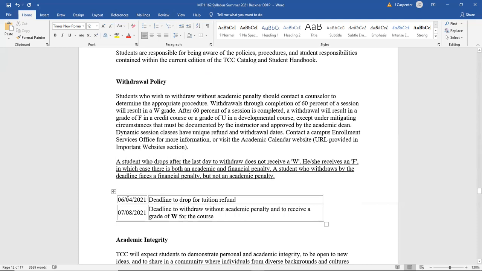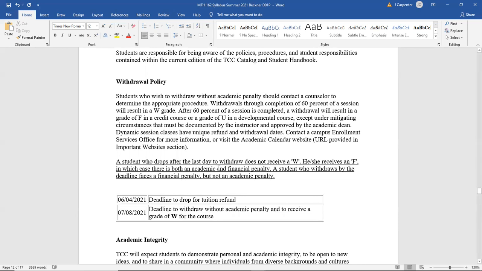Withdrawal policy. Our deadline to drop for tuition is June 4th. That's not too far away, just a week and some change. And then the W date is 7/8, July 8th. That's the 60% mark of the course. So you can't withdraw after that without some crazy extenuating circumstances. So if you want to withdraw, make sure it is before then.